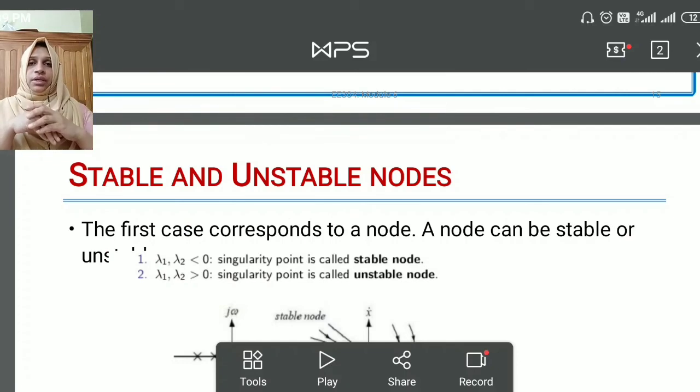These are the basic ideas of the describing function method and phase plane method. In the next class, we will do the problems on this topic.